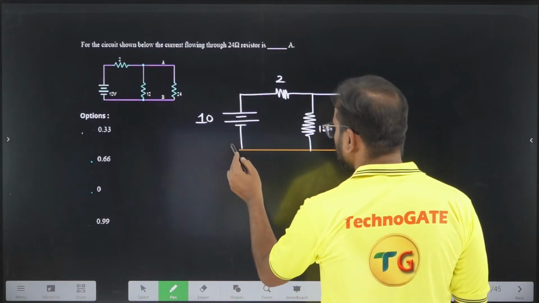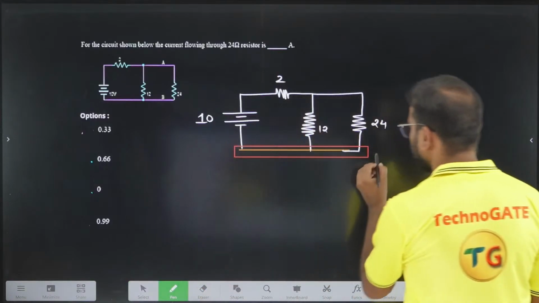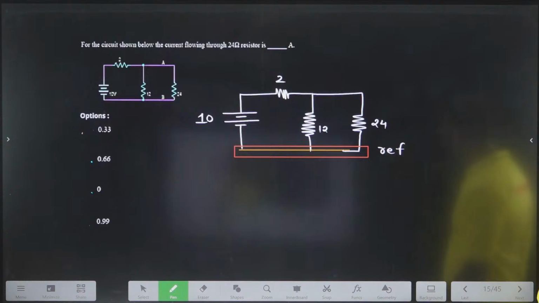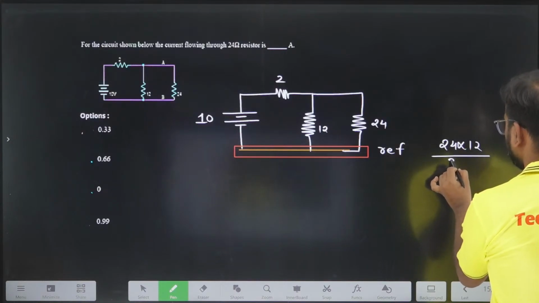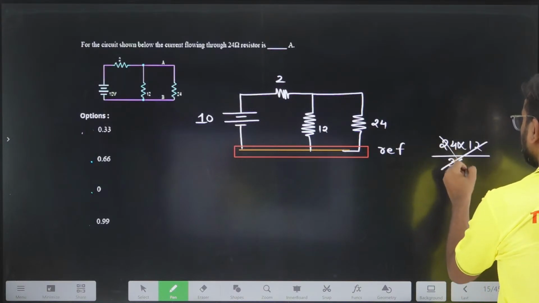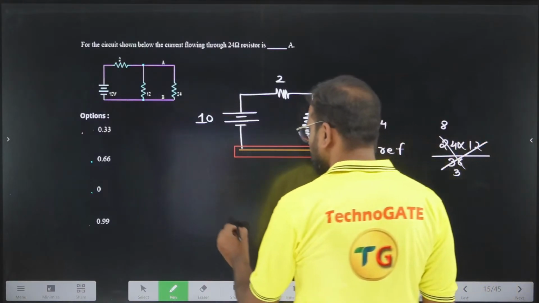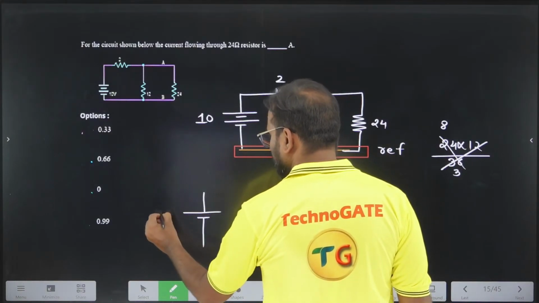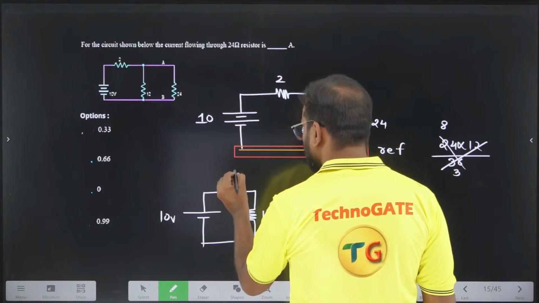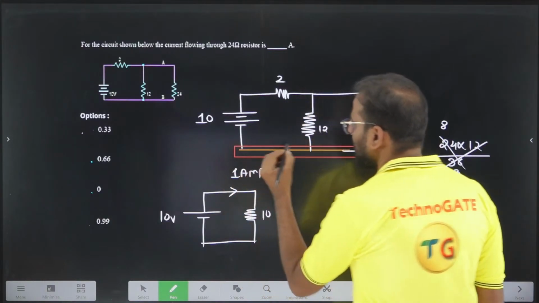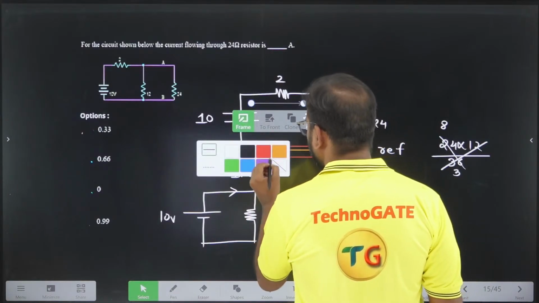I can take this node as my reference node. What is the parallel of 24 and 12? 12 into 24 divided by 36, which is 8. So this parallel combination is 8. 8 plus 2 is 10. So the current will be 10 volt by 10 ohm. The current coming from the source is 1 ampere, which means the source is drawing 1 ampere.